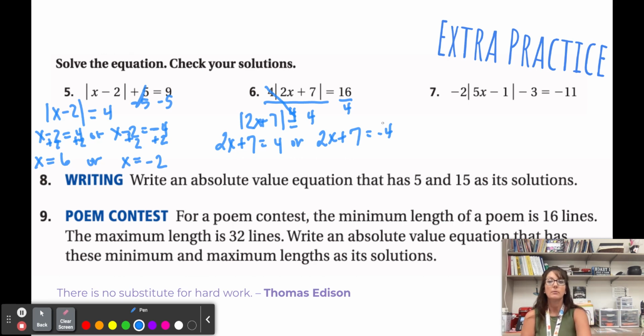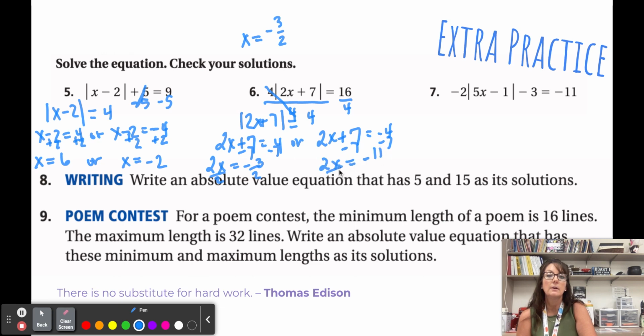All right, so again, we're just solving away here. Subtract 7. We have negative 3. We're going to divide by 2. So for number 6, we'll have x is equal to negative 3 over 2. Okay. Subtract 7, 2x is equal to negative 11. Divide by 2, divide by 2. Or x is equal to negative 11 over 2.